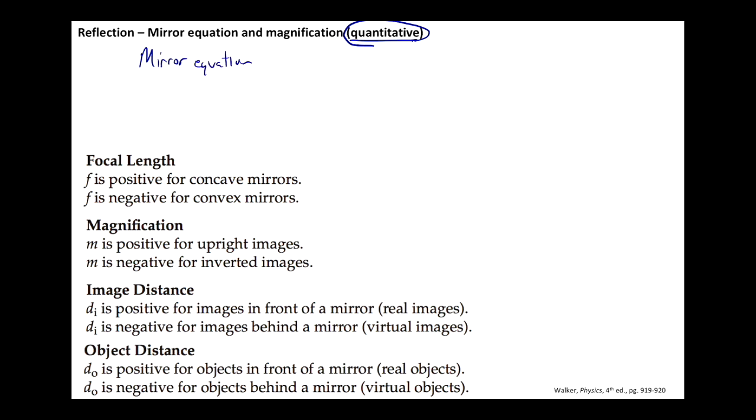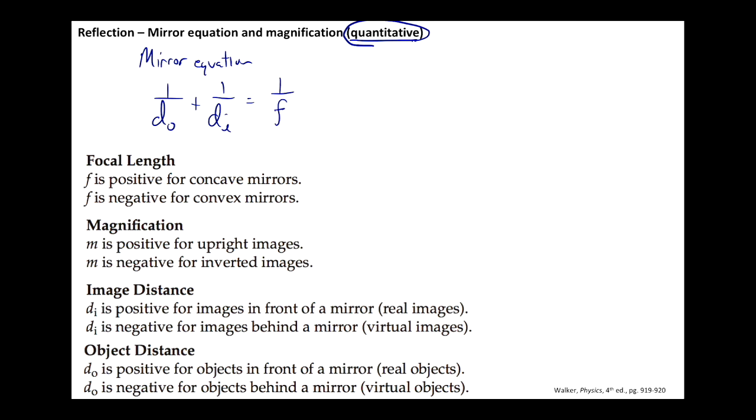And it is quite straightforward. 1 over dO, the object distance, how far the physical object is from the mirror, plus 1 over dI, the image distance, how far the image is located from the reflecting surface of the mirror, is equal to 1 over, and think of this as like a curly f. It's distinct from the other two f's that we've already had back several slides ago.